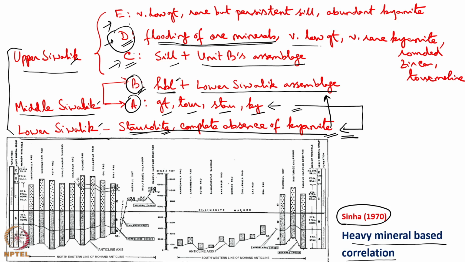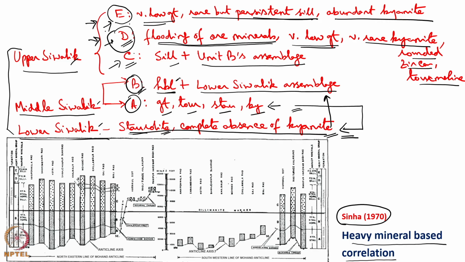It also has very low amount of garnet and very rare kyanite. So, kyanite got again reduced in number. There are rounded zircons and tourmaline grains. The topmost unit of upper Shivalik is unit E, which is characterized by very low garnet, same as unit D, rare but persistent sillimanite, important, and abundant kyanite. One finds that from unit D to unit E, the kyanite proportion increased significantly.